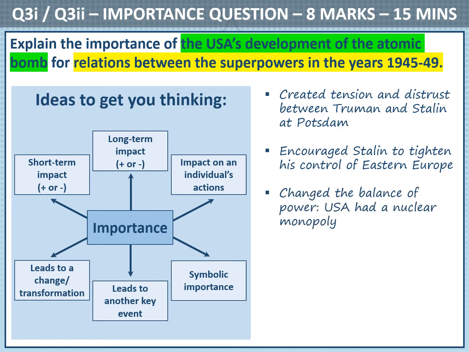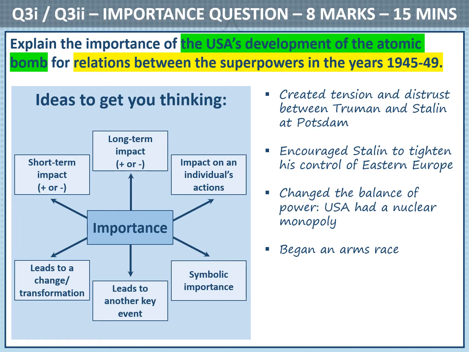Another point I might make is that the atomic bomb changed the balance of power because it gave America a nuclear monopoly. In other words, the USA was the only superpower with an atomic weapon. And lastly, I know that the USA's atomic bomb also triggered the start of an arms race with the USSR as Stalin's scientists rushed to catch up. Now these are already a whole list of good ideas that I could build an answer around.